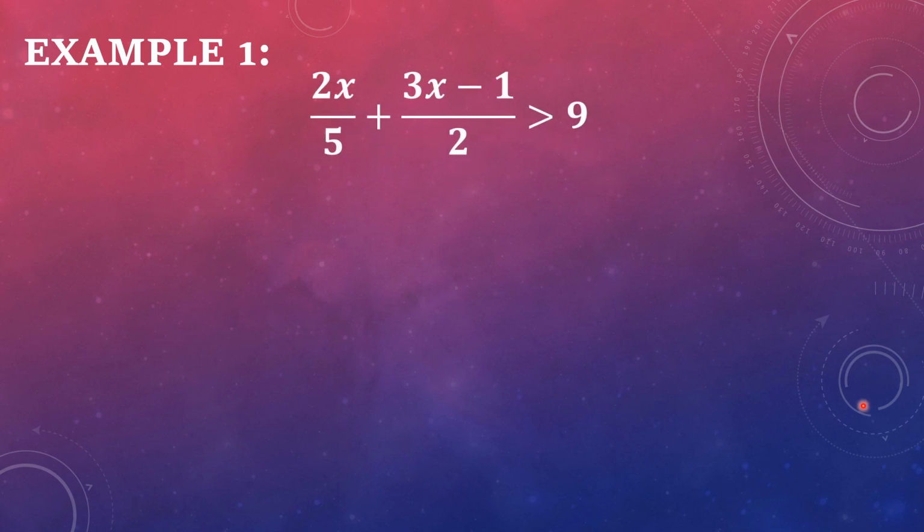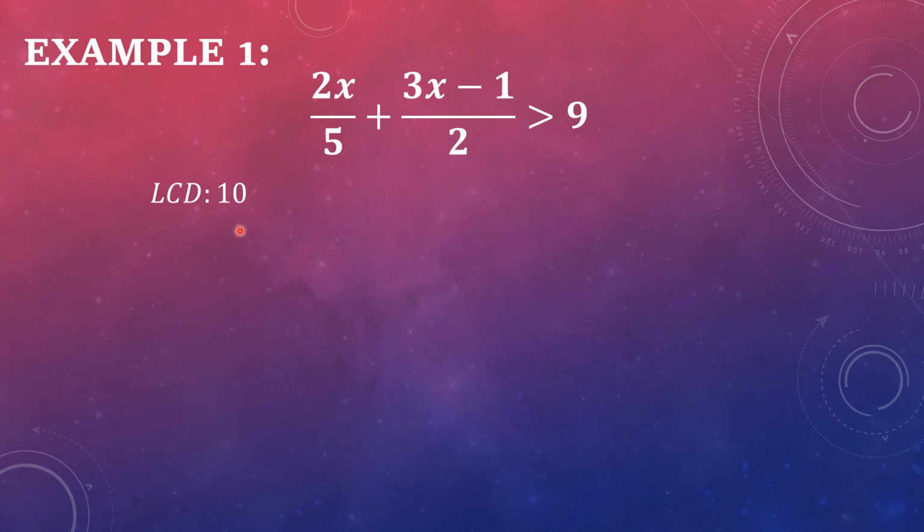We have here 2x over 5 plus 3x minus 1 over 2, which is greater than 9. Okay, so our denominators are 5 and 2. And we will still apply the same process like what we did in rational equations. So you have two methods to solve it. You can apply LCD, the least common denominator, or you can do cross multiplication. So we will still use the least common denominator. The least common denominator of our inequality is 10.